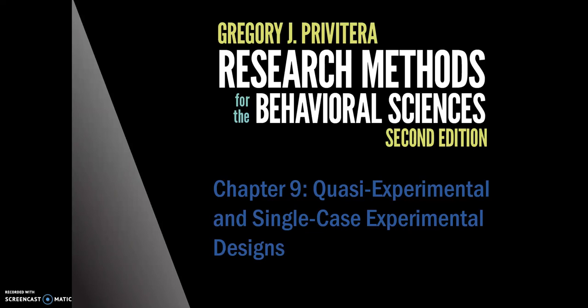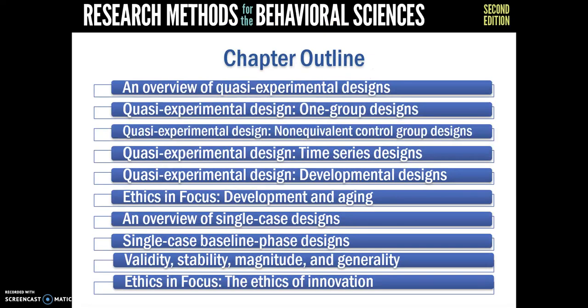In Chapter 8, we talked about two ways to do the study, the research design. One is the survey-based type of design, and the other one is the correlational type of studies. In this chapter, we're going to talk about quasi-experiment and the single-case experiment, another two different ways to conduct your studies. This is the chapter outline.